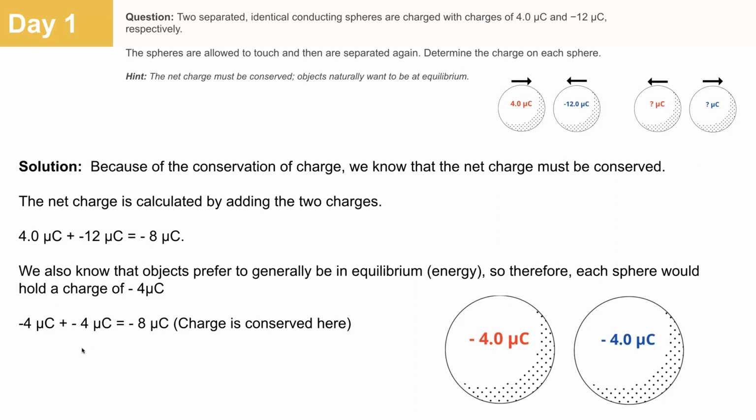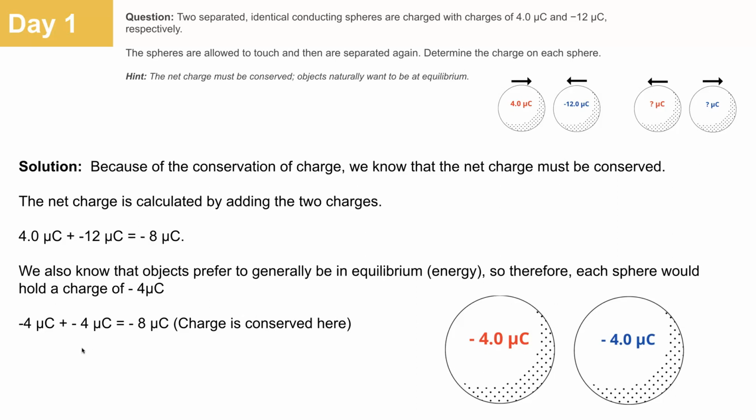So if net charge is negative 8 microcoulombs, well, I know that each sphere must have the same charge because they're identical conducting spheres. And so I'm going to go ahead and say each sphere has negative 4, negative 4. Alright, this is an easy IB question on the exam. It's one that is probably going to be on the exam. I don't think there's ever been an IB exam paper without this kind of question. And it's an easy one to get.